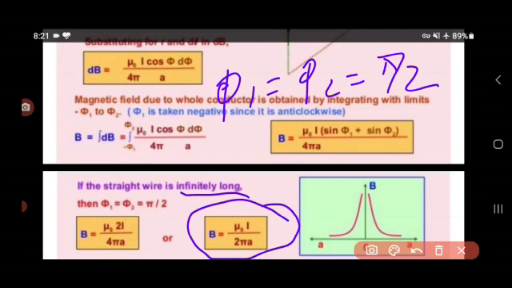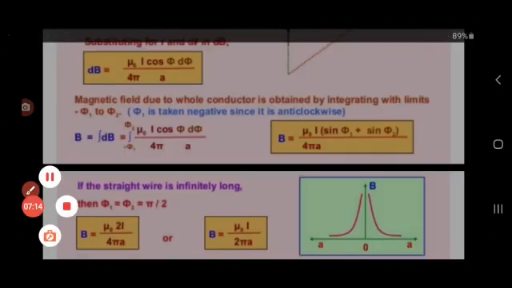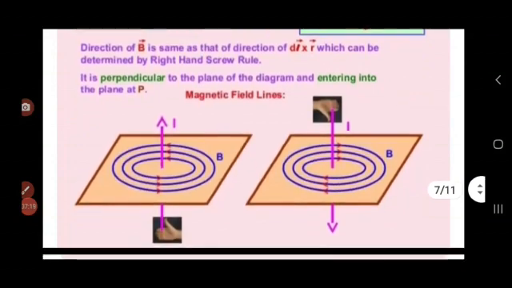Now, magnetic field due to a circular loop carrying current. See the diagram. This circular coil having the radius a is carrying a current of I, and this current is in anti-clockwise direction. You see the direction of the current, that is anti-clockwise.